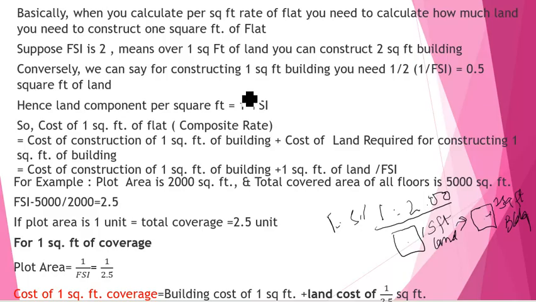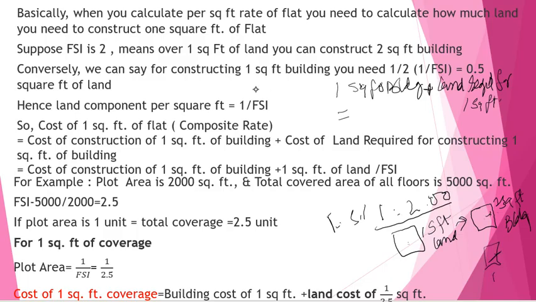So if you have to find the cost of 1 square feet of building, it will be equal to 1 square feet of building plus land required for 1 square feet of building. So how much land will be required? For over 1 square feet land, you can construct 2 square feet of building. For 1 square feet of building, how much land do you require? You require 1 over 2 square feet of land.